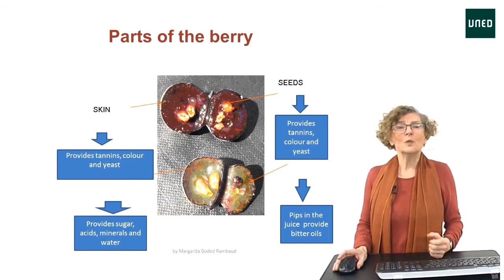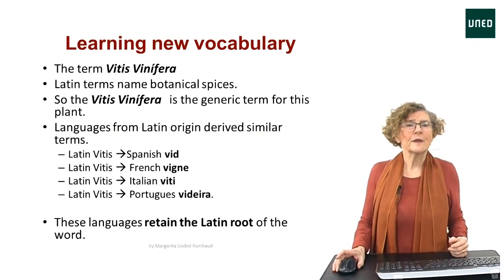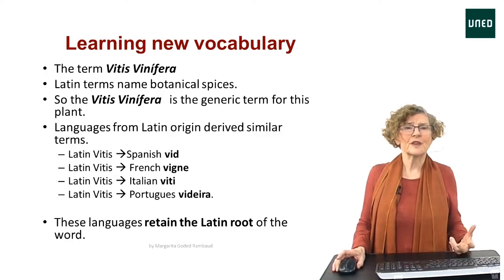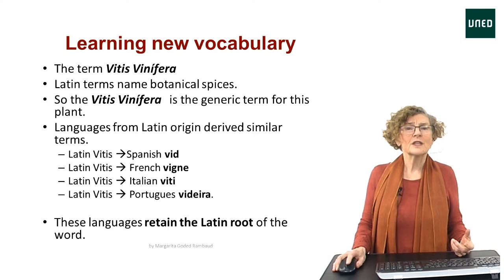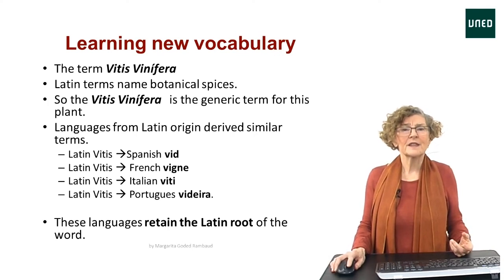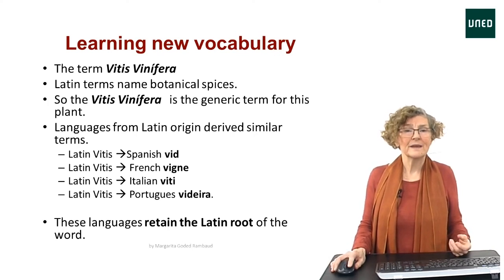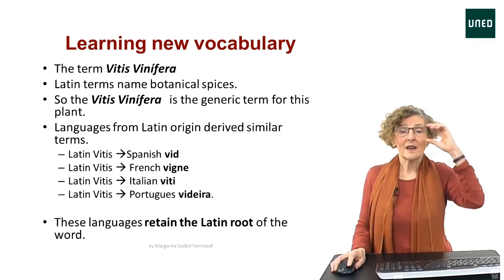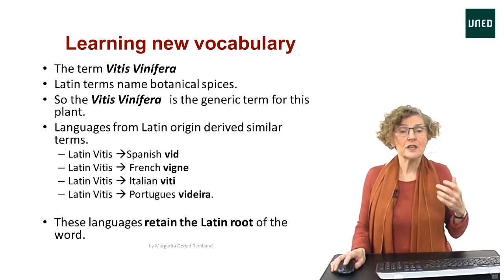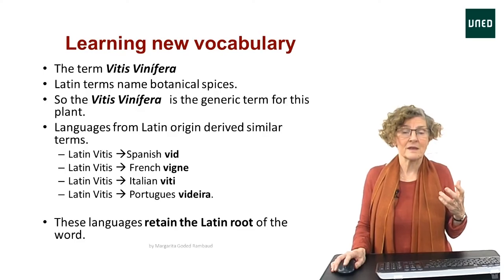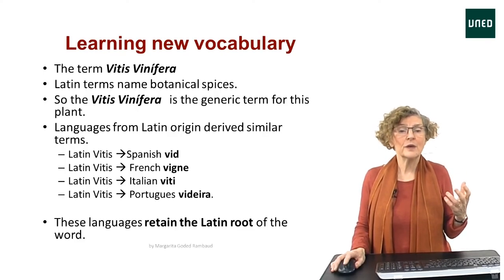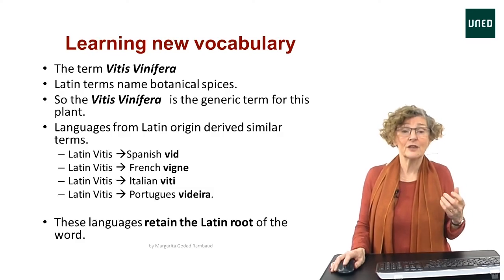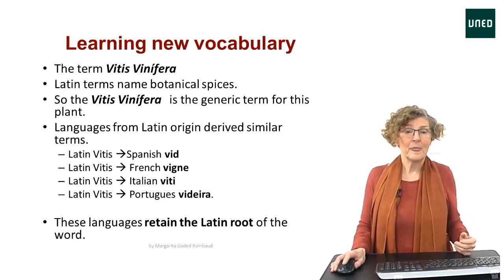Now, we're going to get familiar with new words. For example, Vitis vinifera is a Latin term for the type of vine plant that's good for making wine. Latin terms are used in biology to name botanical species. So the term Vitis vinifera is the generic term for the vine plant.